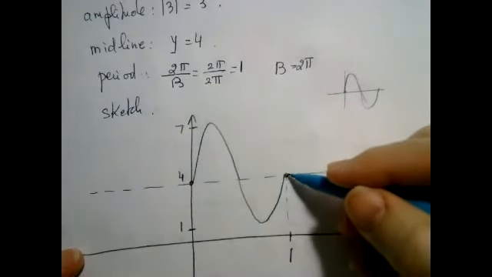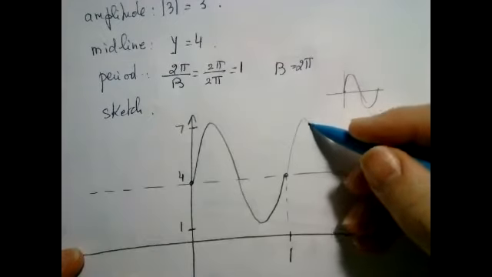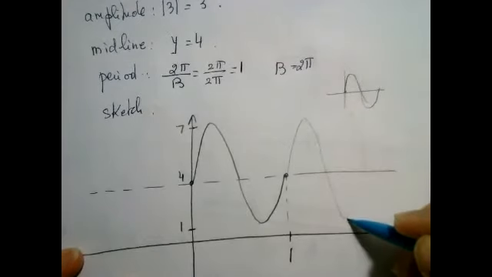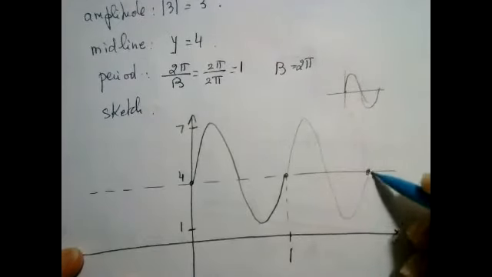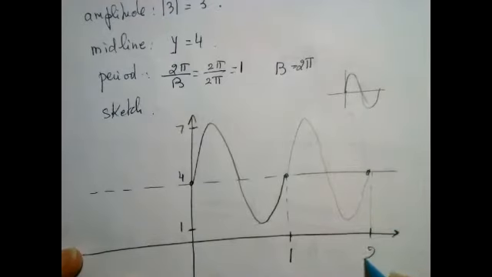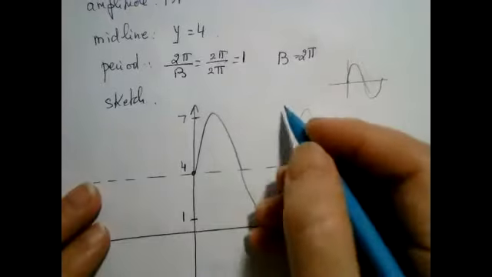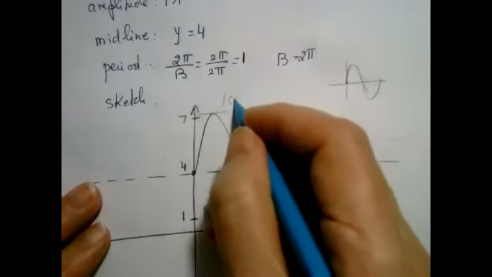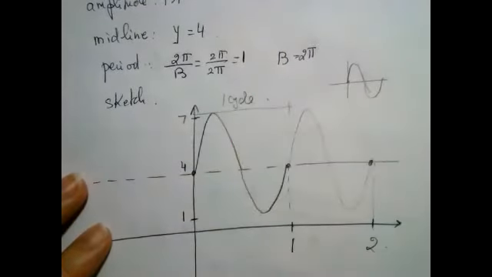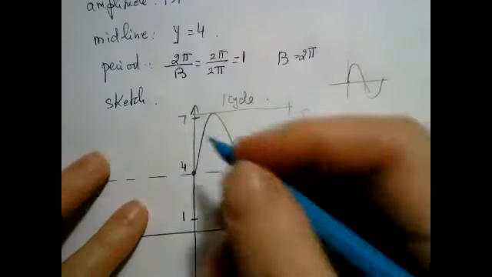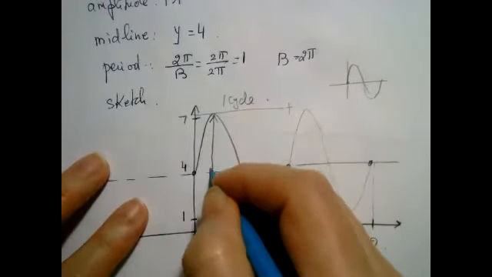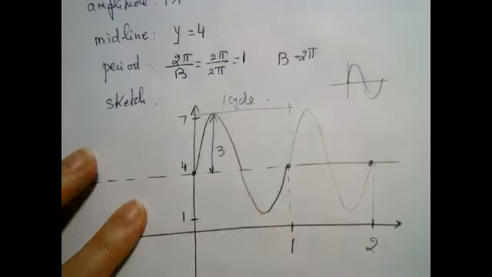And then another period means you go up, you go back down, you go up, and this is 2. That's what it means. It repeats itself every 1 unit. So this is really 1 cycle. And that's how this graph would look. And this is the amplitude from here to here. That's my 3. And that's my midline.